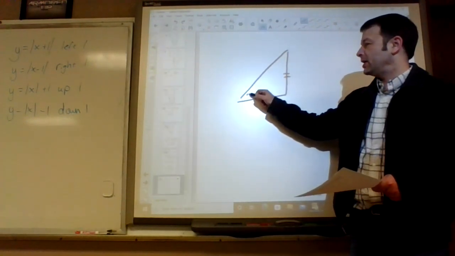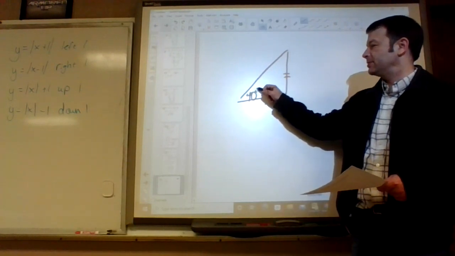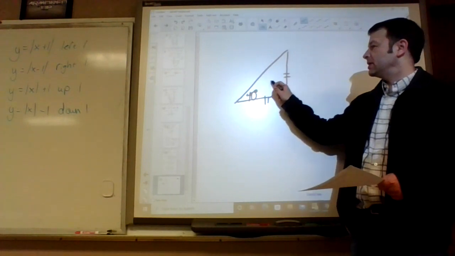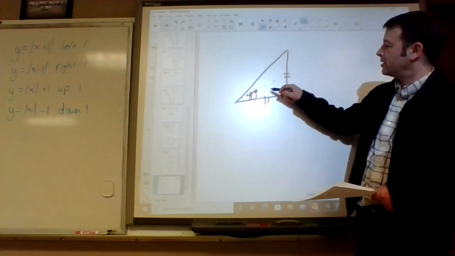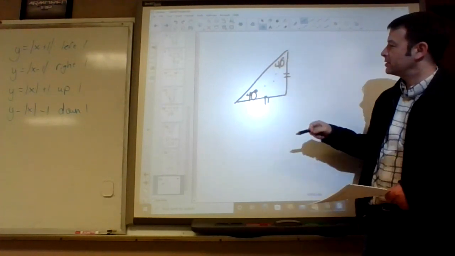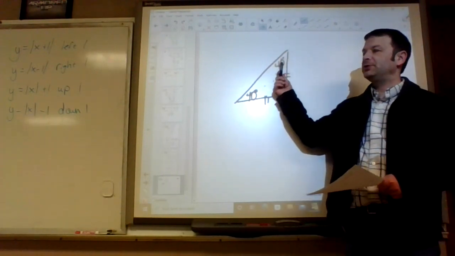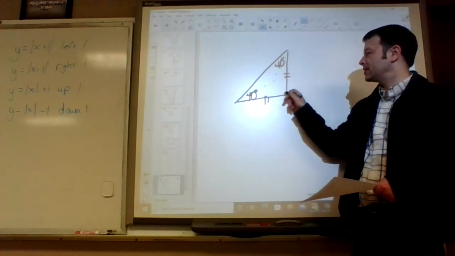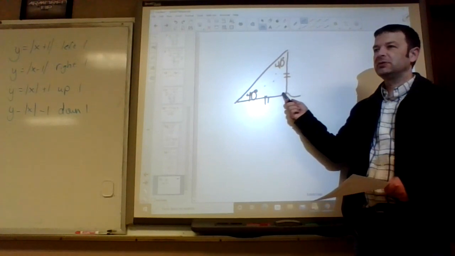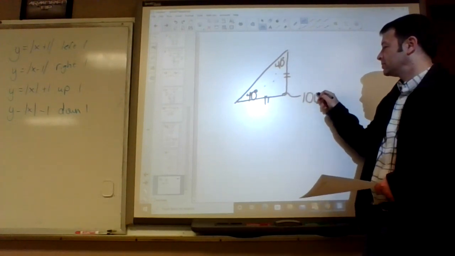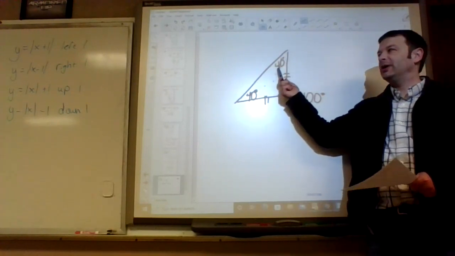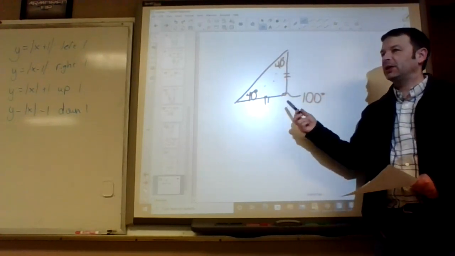Isosceles. Okay, on an isosceles triangle, remember we know that the base angles, the angles across from the equal sides, are going to themselves be equal. So these both have to be 40. So if these two are 40, what's that leave for this angle right here? The rest. 100. Okay, 40 plus 40 is 80. 180 minus 80 is 100.